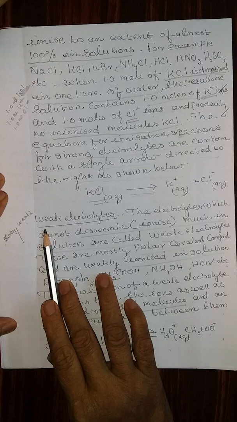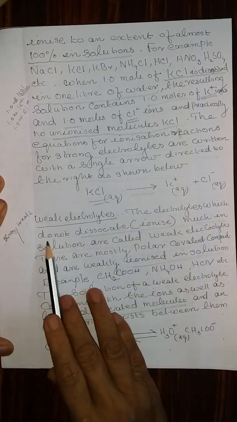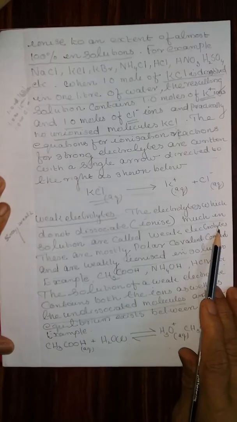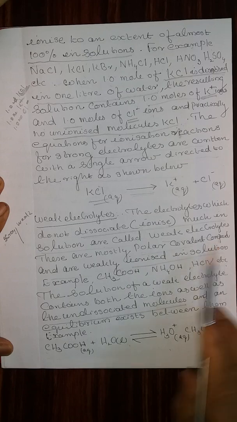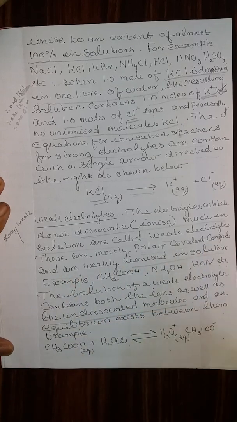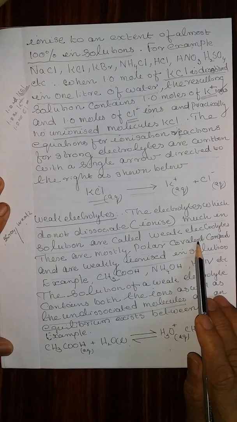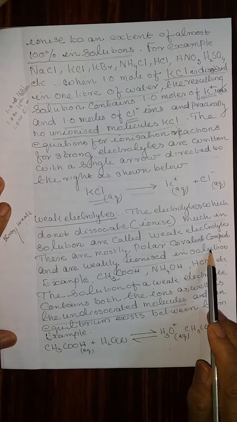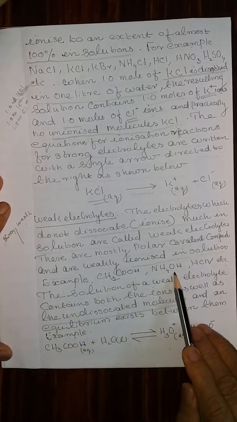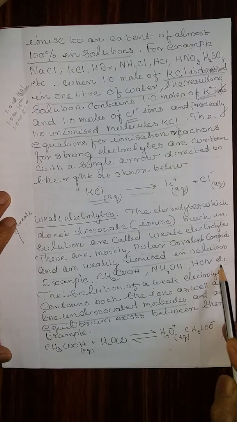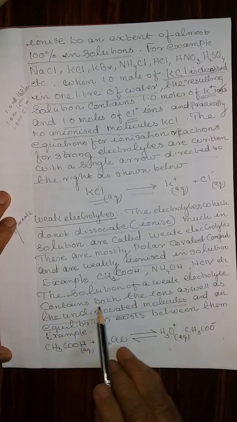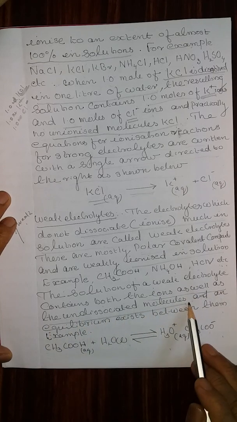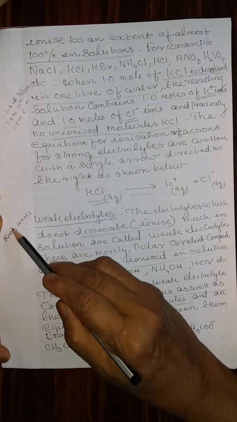Now, next point, weak electrolytes. The electrolytes which do not dissociate or ionize much in solution are called weak electrolytes. They are mostly polar covalent compounds. We know that covalent compounds are mostly insoluble in water. There are few exceptions. There are certain polar covalent compounds that weakly ionize in solution, for example, acetic acid, ammonium hydroxide, hydrogen cyanide, etc. The solution of a weak electrolyte contains both the ions as well as the undissociated molecules.